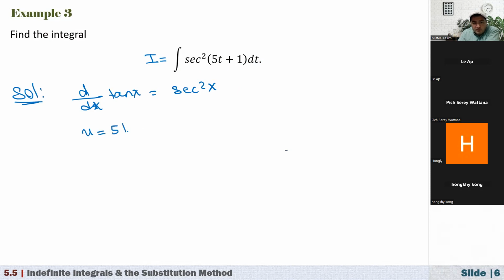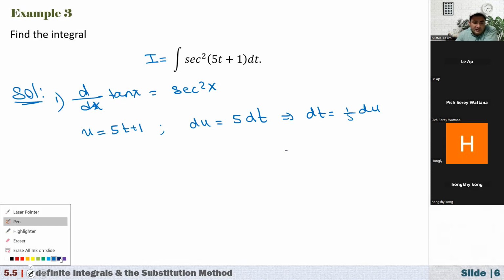Suppose that u is equal to 5t plus 1. Then what is the differential of u? The differential of u is equal to, as you see, if you differentiate this 5t plus 1 with respect to t, that is 5, and here we have dt. Or instead of this dt, we can substitute 1 over 5 du. That's the first part.